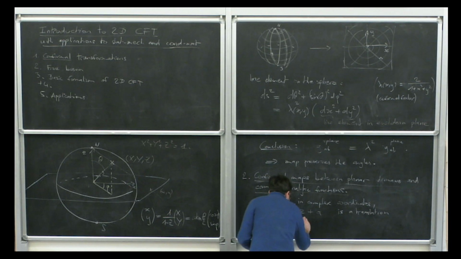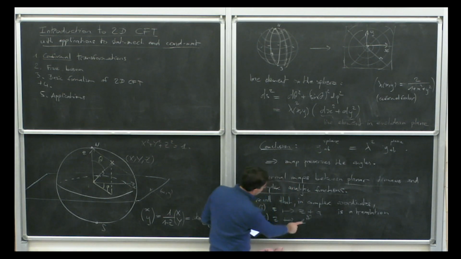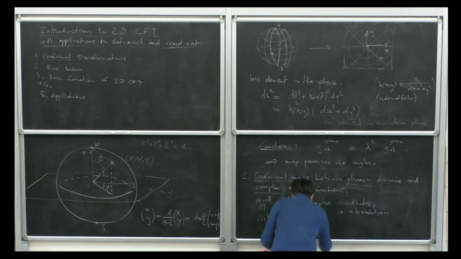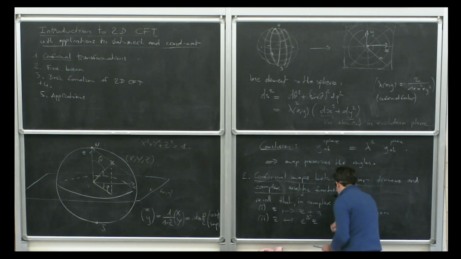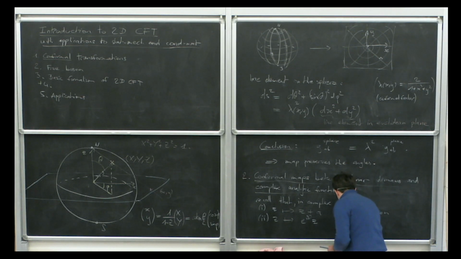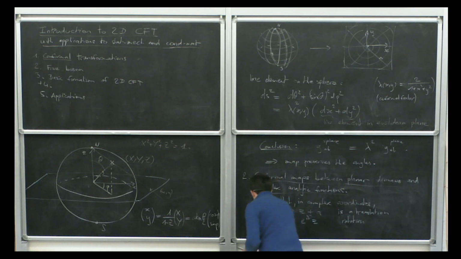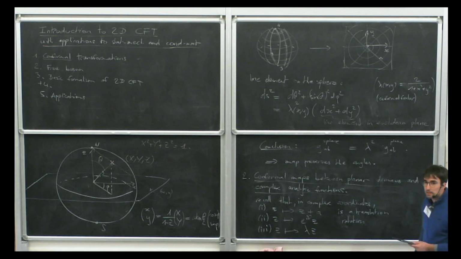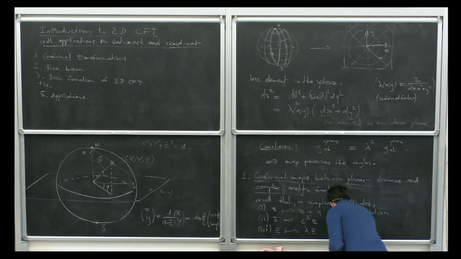Similarly, Z maps to some complex number of modulus 1, so e to the i theta, where theta is real, times Z. What would that be? Yes, so this is a rotation. And finally, if you transform Z into lambda Z, where lambda is real and positive, that's a dilation.